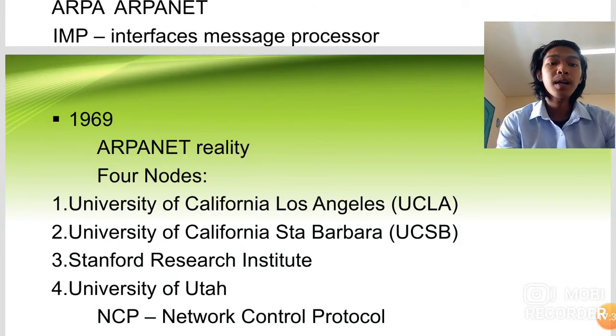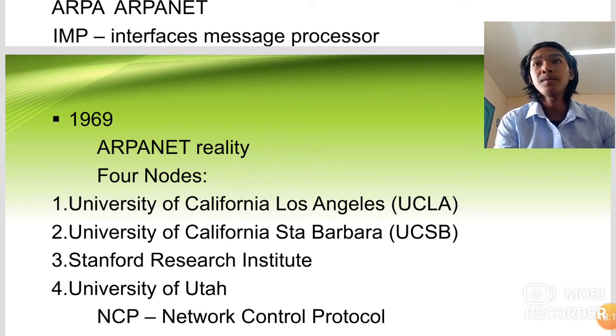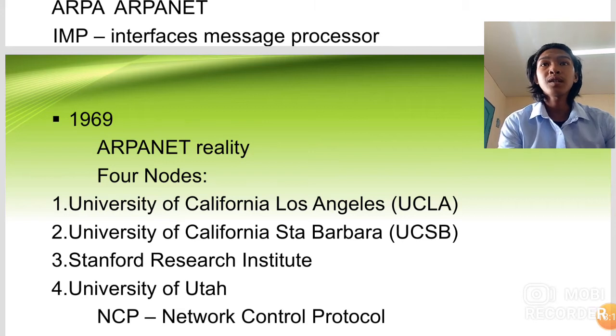1969 ARPANET, four nodes. Ito naman guys yung apat na university. The sketch of ARPANET's first four connected nodes: University of California, Los Angeles; SRI, which stands for Stanford Research Institute, in Menlo Park, California; UC Santa Barbara, UCSB; and the University of Utah.